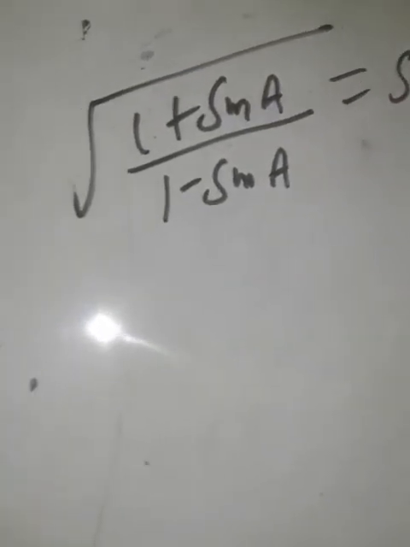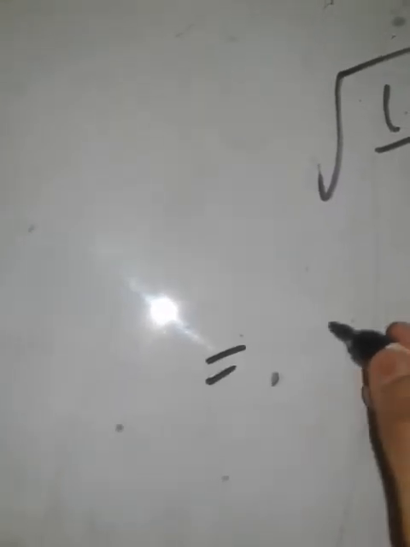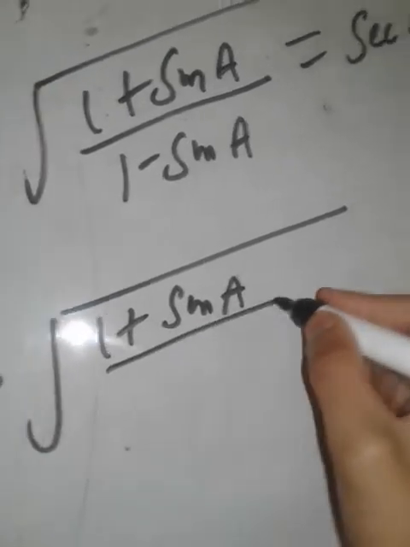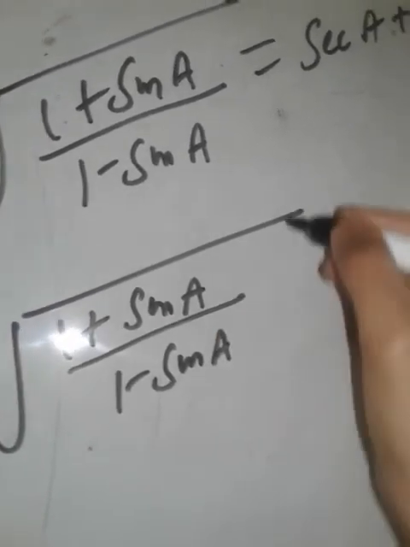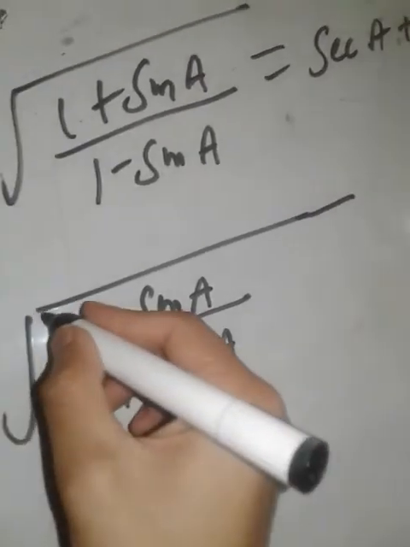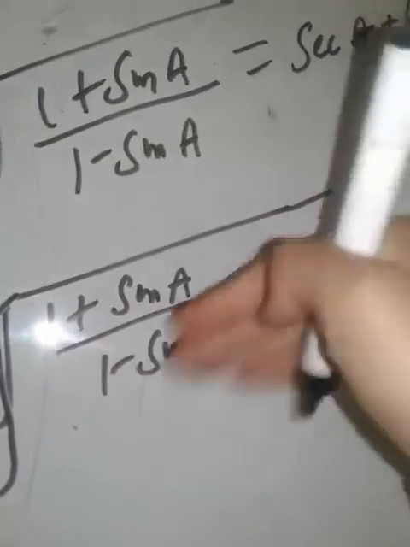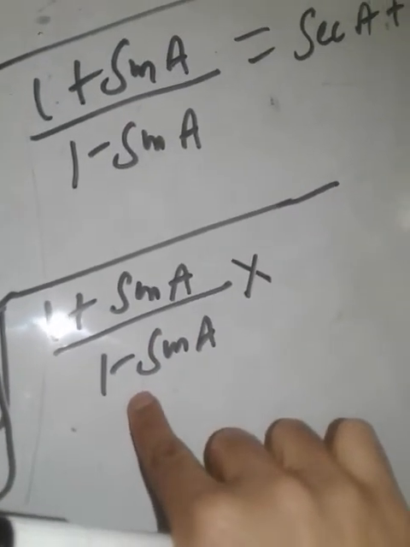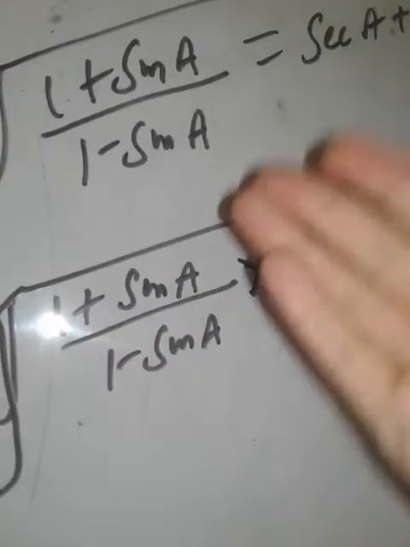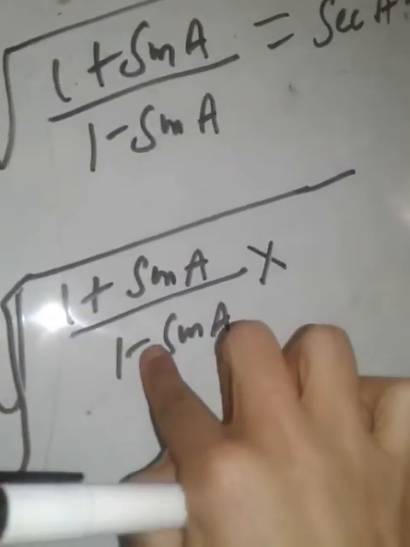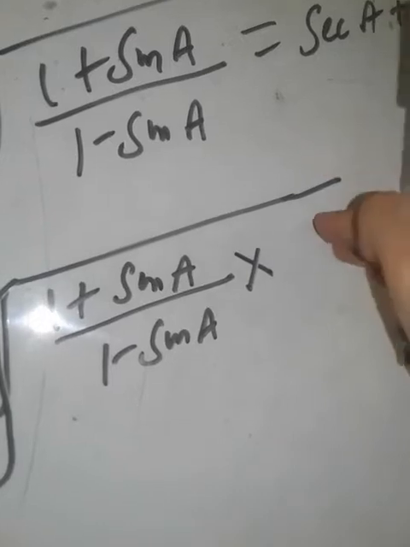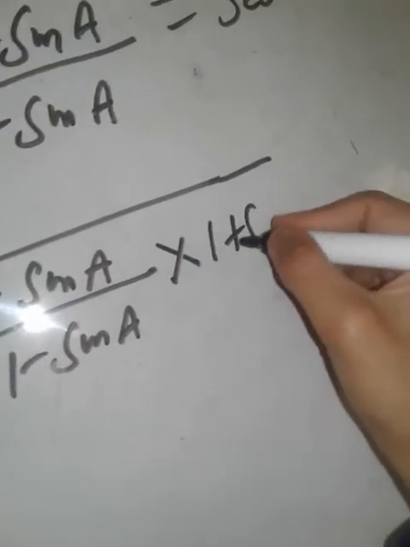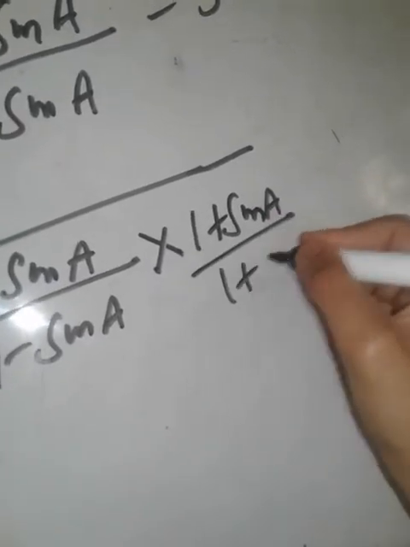Have a look. So simple. We will take LHS. This is 1 plus sine a divided by 1 minus sine a. Now what we will do is rationalize it in the square root. If you have read the process of rationalization, we multiply with the opposite sign. Here this is 1 minus, so we will multiply it by 1 plus divided by 1 plus.